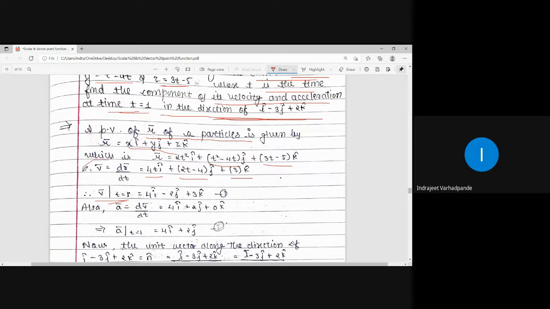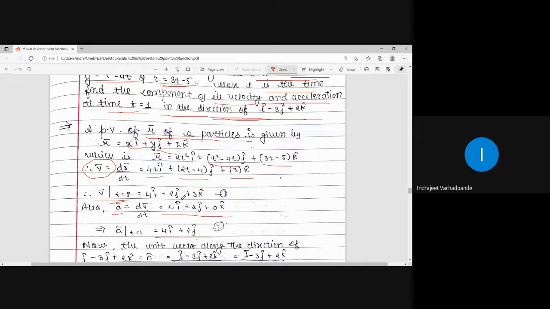Similarly, whatever will be the velocity, its derivative again with respect to t shall give you the acceleration. So acceleration a bar is dv by dt, which is 4i plus 2j, and k component will be 0. Derivative of that will be 0 because it is constant. So dv by dt, which is acceleration, is 4i plus 2j plus 0k. At t is equal to 1, still it will be 4i plus 2j.